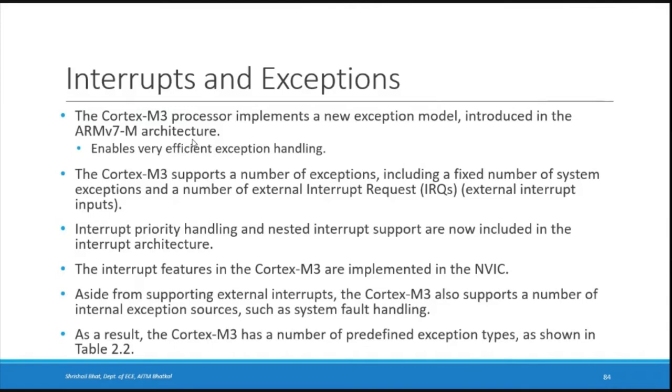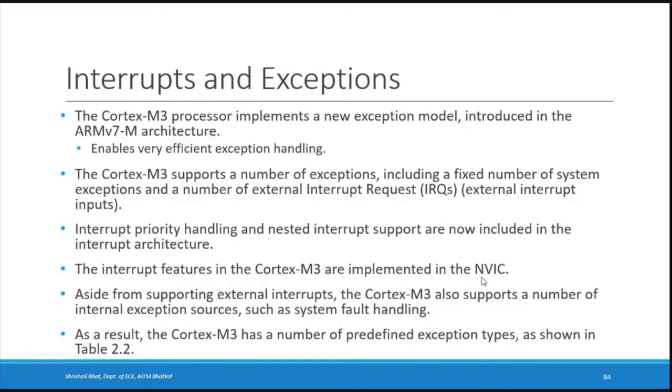The Cortex M3 processor implements a new exception model that is introduced in the ARM version 7 architecture, which enables very efficient exception handling. So it supports a number of exceptions, including a fixed number of system exceptions and a number of external interrupt requests. Fixed number of system exceptions means they are within the system, and external interrupt requests can be given through external interrupt request pins connected to the microprocessor or controller. That is called interrupt requests, or IRQ, external interrupts. Then the interrupt priority handling and nested interrupt support are all now included in the interrupt architecture through NVIC. Right? Interrupt features are implemented in the NVIC, which we have seen previously, nested vector interrupt controller.